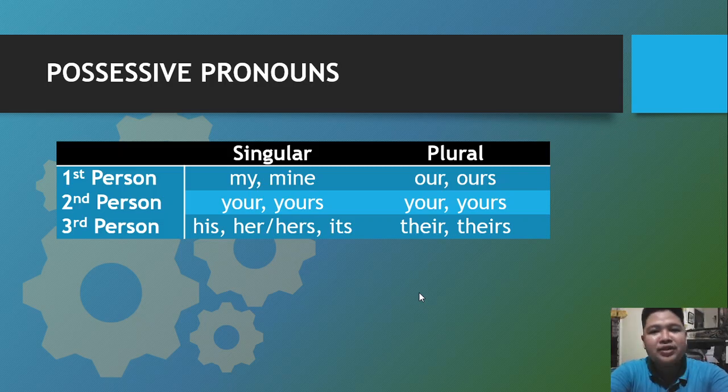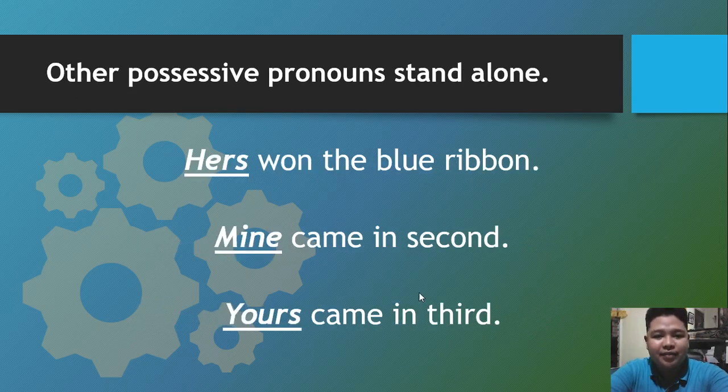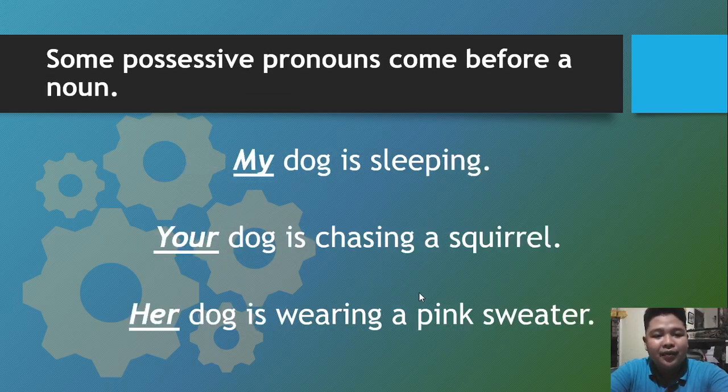Okay, what are you going to take note of again if we use possessive pronouns? First is that they come before a noun. Like for example here, my dog is sleeping. And other possessive pronouns stand alone. Like for example here, hers won the blue ribbon. So they just stand alone, whereas here, you use possessive pronouns before a noun.